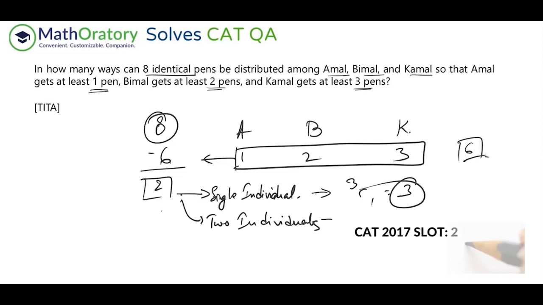Two individuals, it will be faster if you understand PNC. So 3C2. Just select the two individuals because the pens are identical. It doesn't matter which one goes to which one. So 3C2 is also three, so that can also be done in three ways. So we have three ways in the first case and three ways for this next case. So a total of 3 plus 3, that is six ways to distribute.